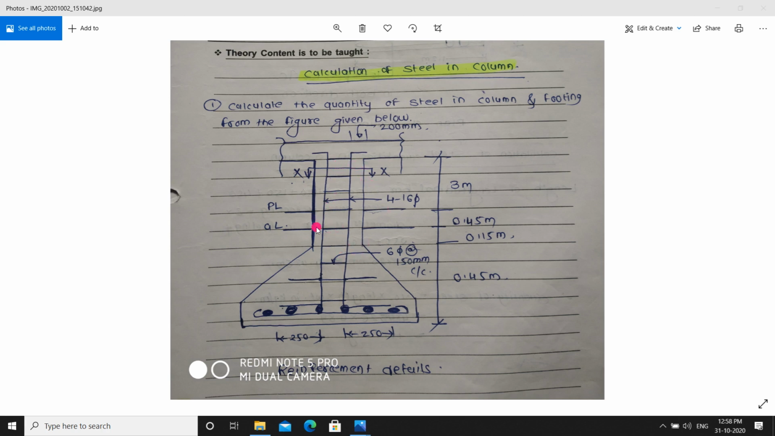And these are the ties that are provided for the column. And accordingly, see here they have given us that 4 number of bars are provided of 16 mm Φ.